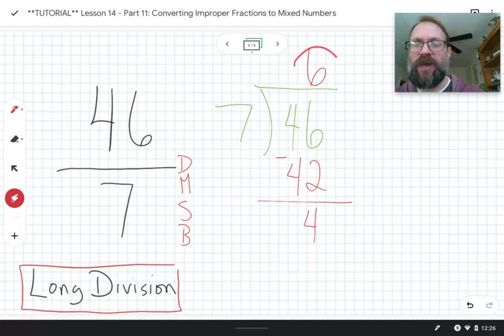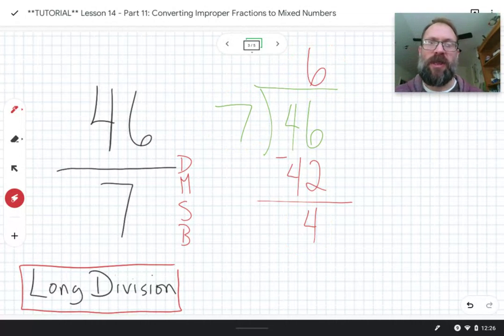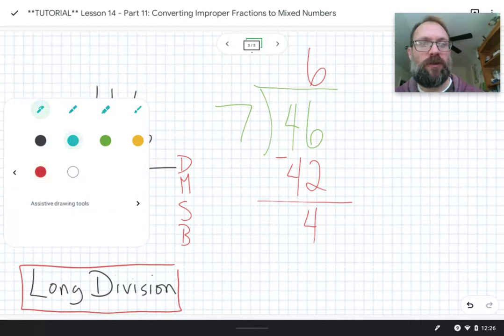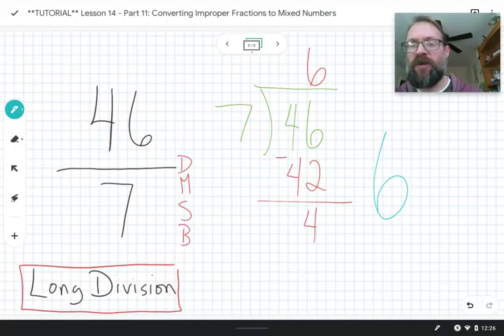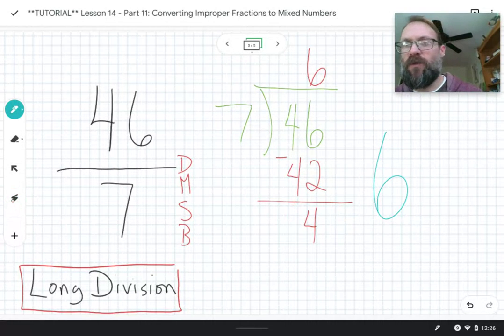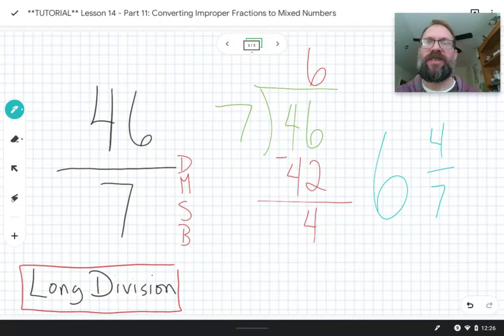We have the 3 parts of our answer, the 6, the 4, and the 7. What do they mean and where do they go? Well, 6 is the number of 7/7, the number of whole fractions in 46, right? So 6 is the whole number part of our answer, and then 4 is the number of 7ths that are left over. So we have 4 7ths left over. 6 4/7 is equal to 46/7.